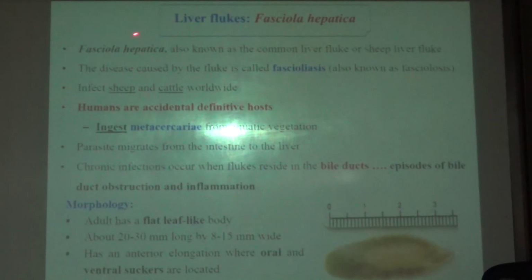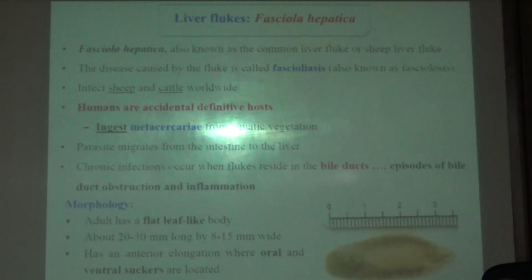Fasciola hepatica, the liver fluke, can affect the liver. Again, if you see all of them, their shape is like a leaf and they are flat. Humans are accidental definitive hosts. Again, the infective stage is metacercaria. It may lead to blockage of the bile ducts, as they can reside in the bile ducts, and there can be a condition due to this bile duct obstruction.